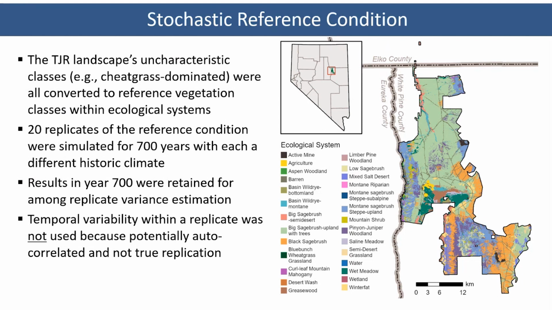We did not use temporal variability within the replicate because it's potentially autocorrelated values. And we stop the simulations pretty much when it reaches equilibrium. So we know the values before were not at equilibrium. So why would you use that for replication? We don't. So we do not use temporal variability within replicates. It's always among replicates, so it's a true estimate of variance.